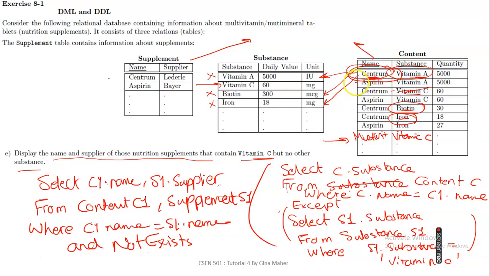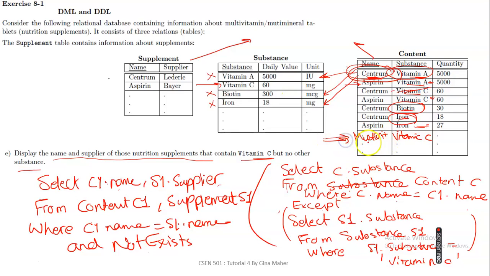Let's move to another example. Aspirin. We want to extract the substance when the C name equals to the name here, which is aspirin. What is the substance we have? It is vitamin A, vitamin C, and iron. This except vitamin C will get us vitamin A and iron. Actually, it exists because we have vitamin A and iron, so this will not be part of our answer.